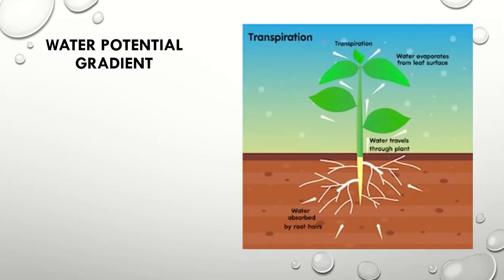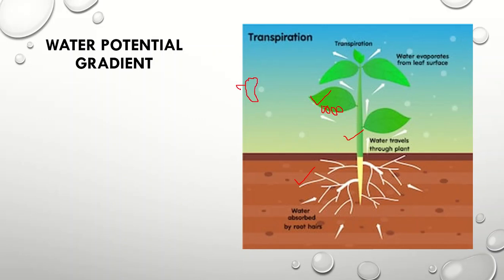So in this slide, I will explain what water potential gradient is and how it is helpful for the transpiration process. You can see in the picture, we have roots here, we have stem here, and these are the leaves. Leaves are the important structure of the plant that perform photosynthesis. So in the leaves, on the lower surfaces, we have special pores, and these are called stomata.